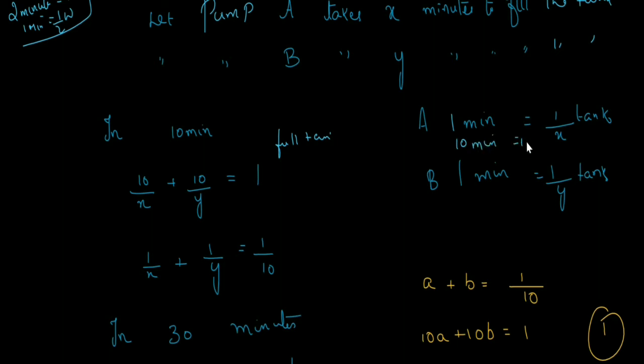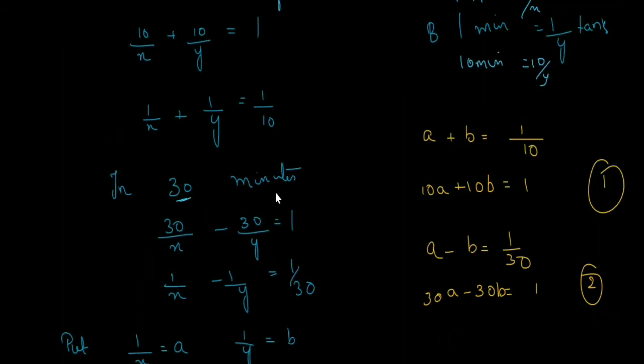In 10 minutes A will fill 10 by X. Similarly in 10 minutes B will fill 10 by Y of the tank. Together they will fill the full tank. That's why it is 1 here. Similarly, in 30 minutes the full tank is filled, but B is running in reverse. That is, B is pouring out the water. That is why we put the negative sign.